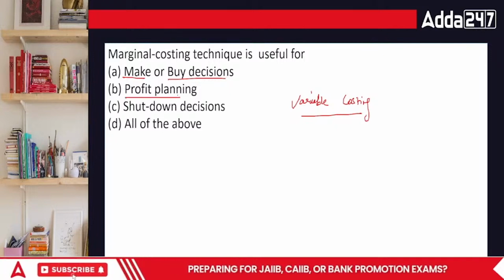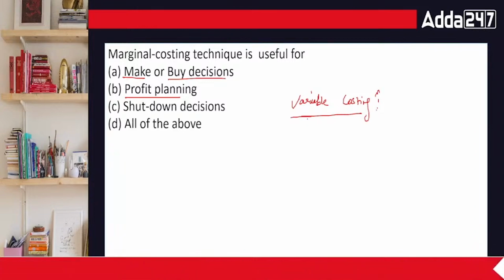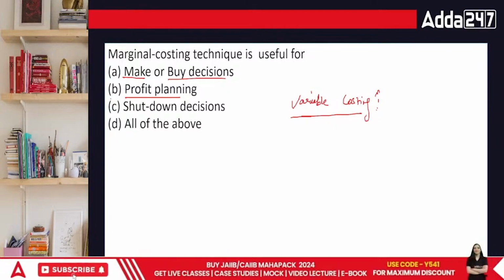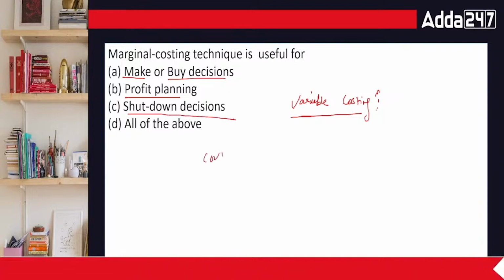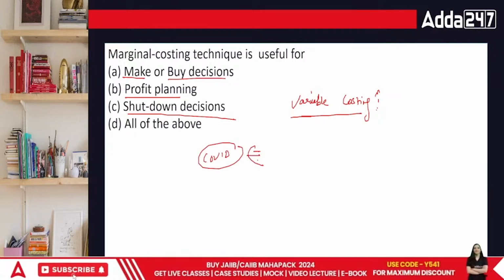Then we have profit planning. See, I can increase my profit if I control my variable cost. If it is more, then I have problems. Shutdown cost. See, during the COVID period, the organizations had to decide whether they should continue working or put their work on halt. Otherwise, they wouldn't be able to survive.